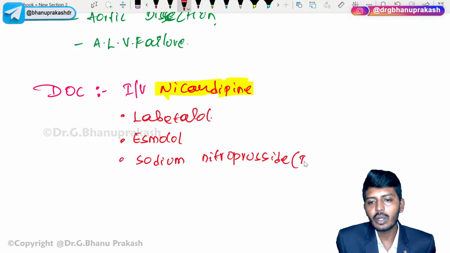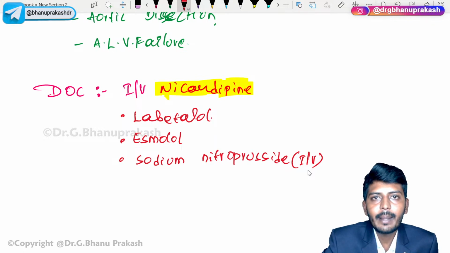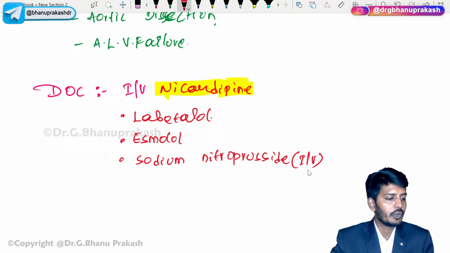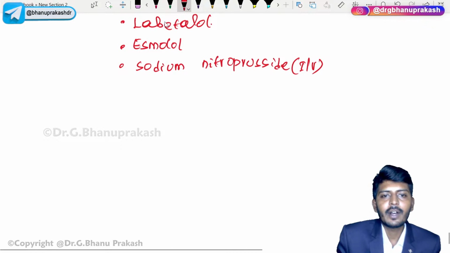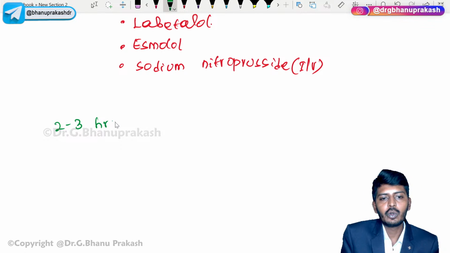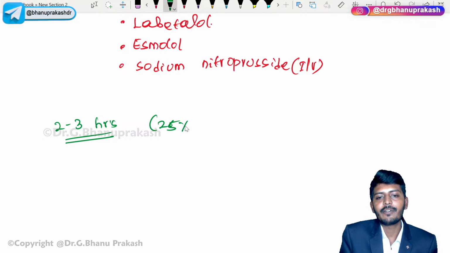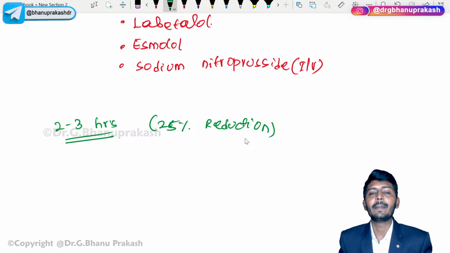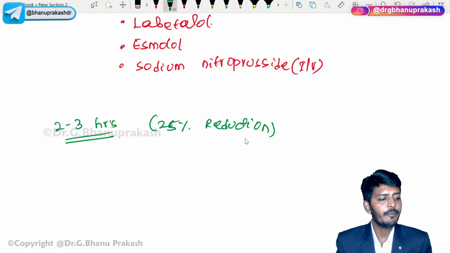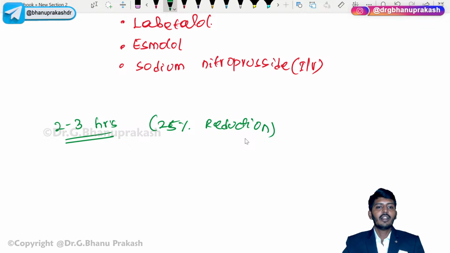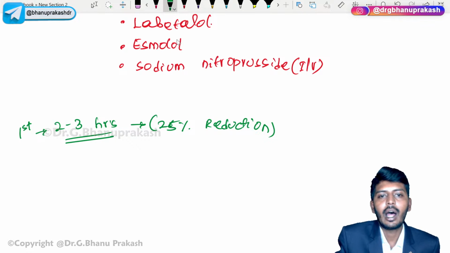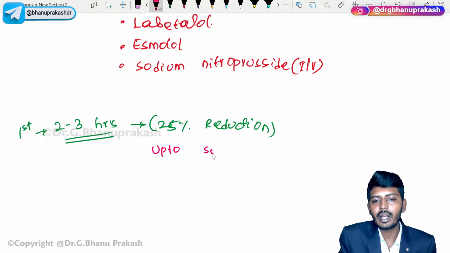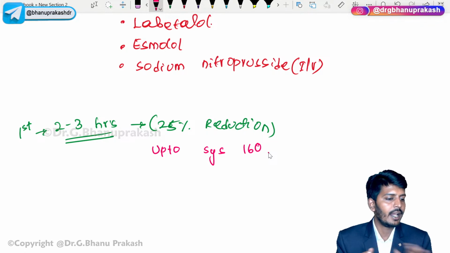Sodium nitroprusside is again used IV. Now some people will ask me, sir, when we are reducing the blood pressure, how much should we reduce? If the patient had a BP of 220, should I bring it directly to 110? No, no, no. Within the first 2 to 3 hours, about 25 percent reduction is sufficient. Suddenly decreasing the BP is also dangerous. You bring the systolic only up to 160, not below that.